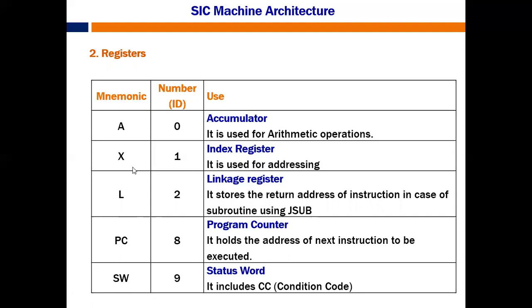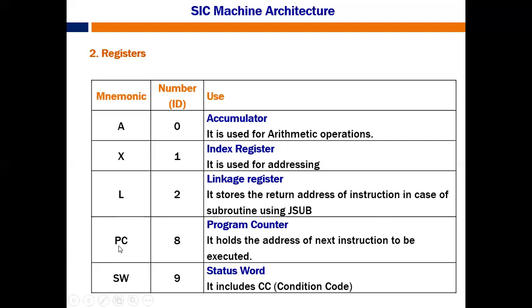And the second one is X. X stands for index register, which has the ID 1, and it is used for addressing or calculation of the address. The third one is L, which has the ID 2, known as the linkage register, and it usually stores the return address of the instruction in case of any subroutine or a function using JSUB, jump to the subroutine.